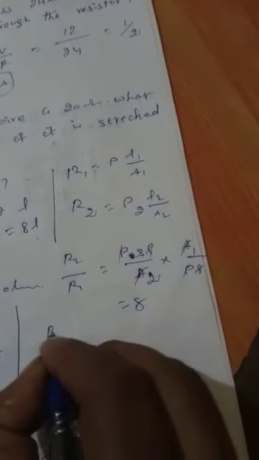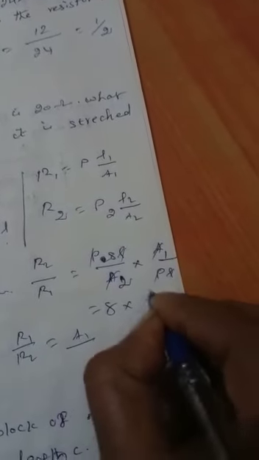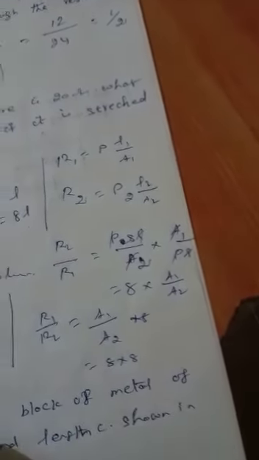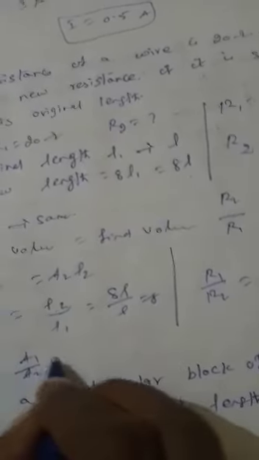R2 by R1 we get A1, this one A2, this one A2. So R1 by R2 is equal to A1 by A2 into 8 into 8. Already we found here A1 by A2 is equal to 8, right? When we substitute that, 8 into 8 is 64.